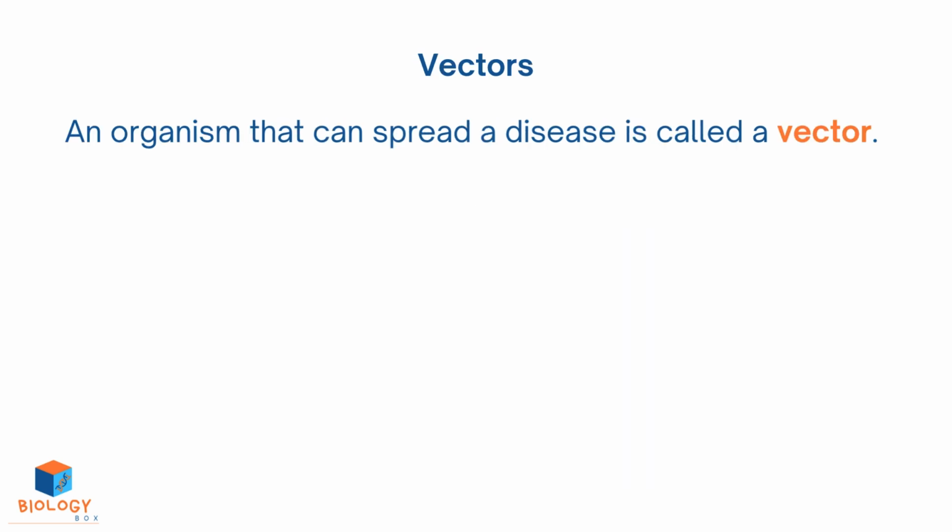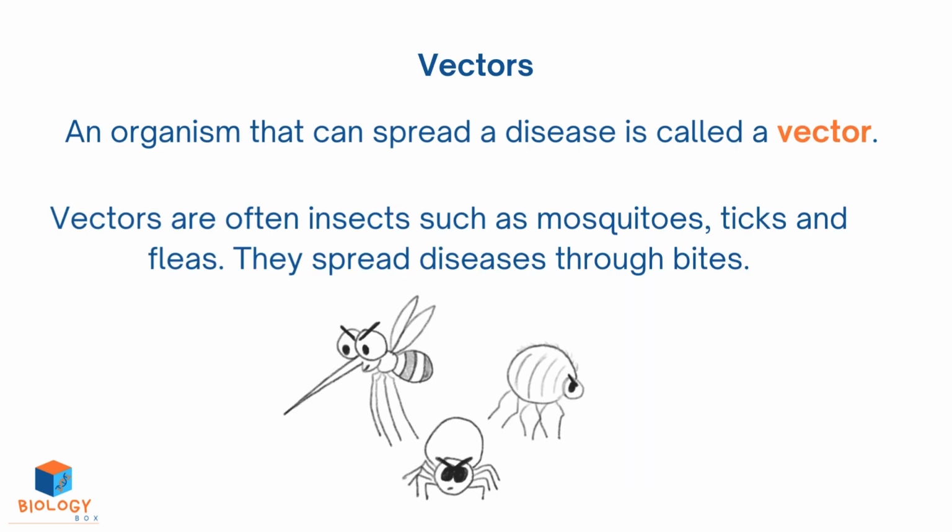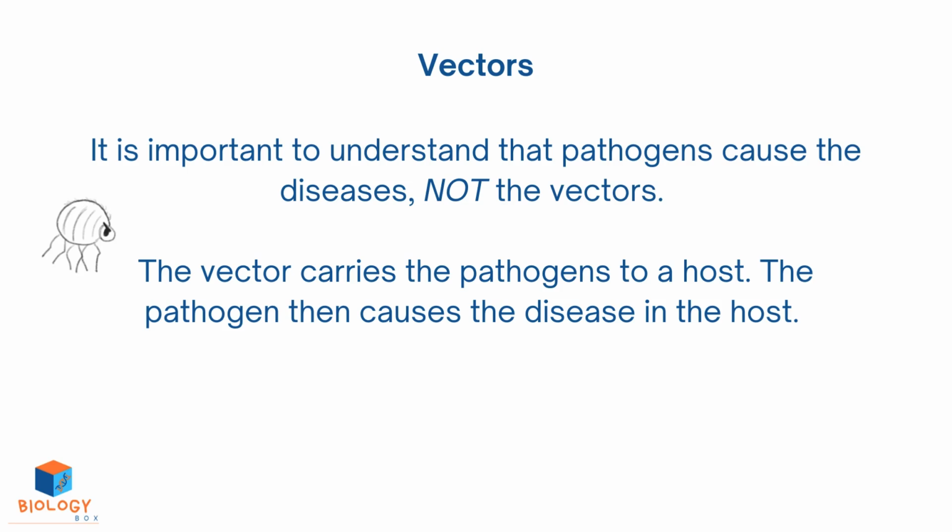An organism that can spread a disease is called a vector. Vectors are often insects such as mosquitoes, ticks, and fleas. They spread diseases through bites. It is important to understand that pathogens cause the diseases, not the vectors. The vector carries the pathogens to a host. The pathogen then causes the disease in the host.